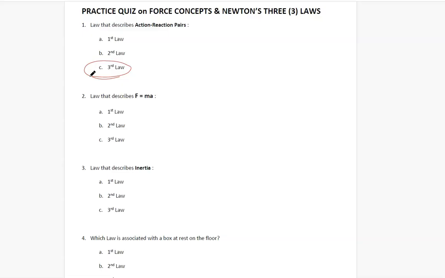All right. Question number 2, the law that describes F equals ma. Well, this is really net force equals mass times acceleration. And this formula is the description of Newton's second law. It relates the net force to the mass and the acceleration of that mass.